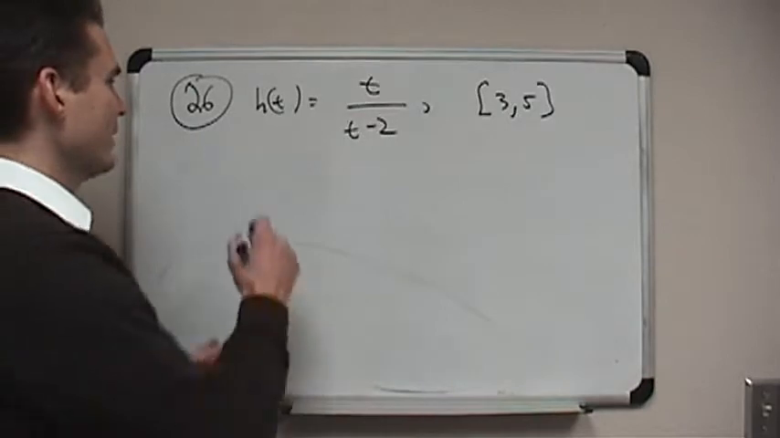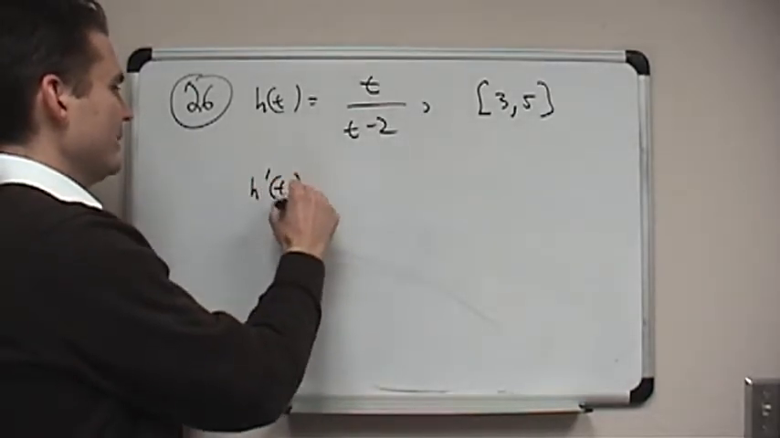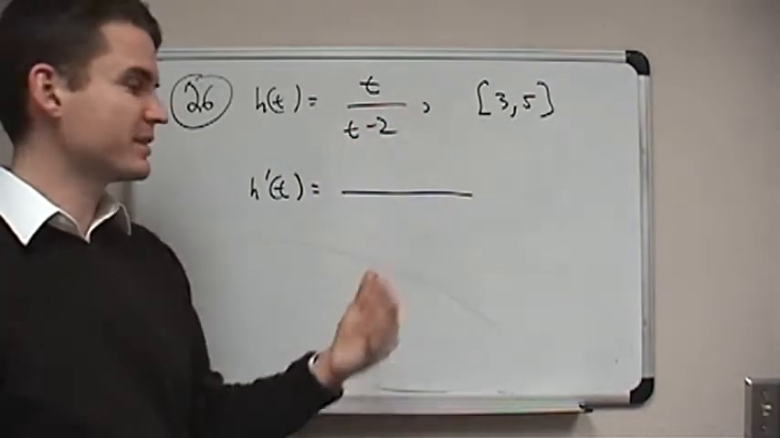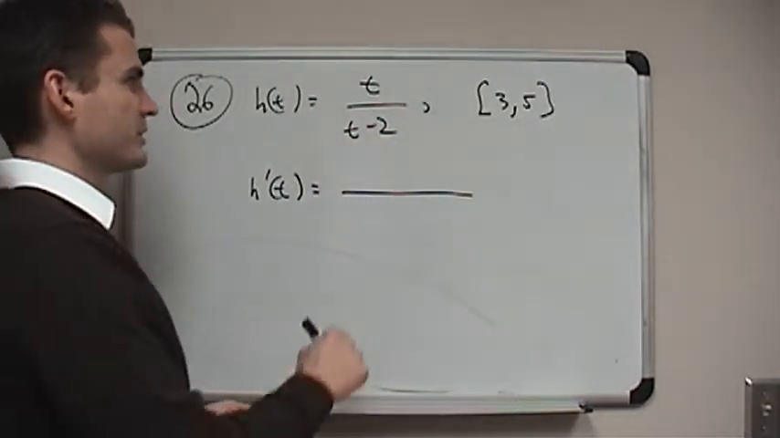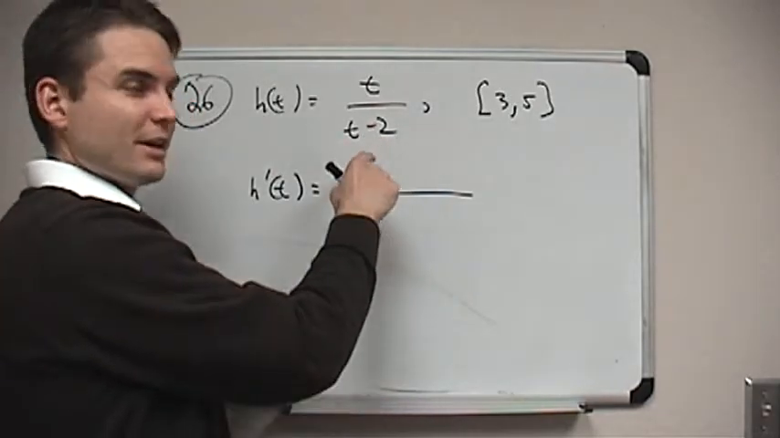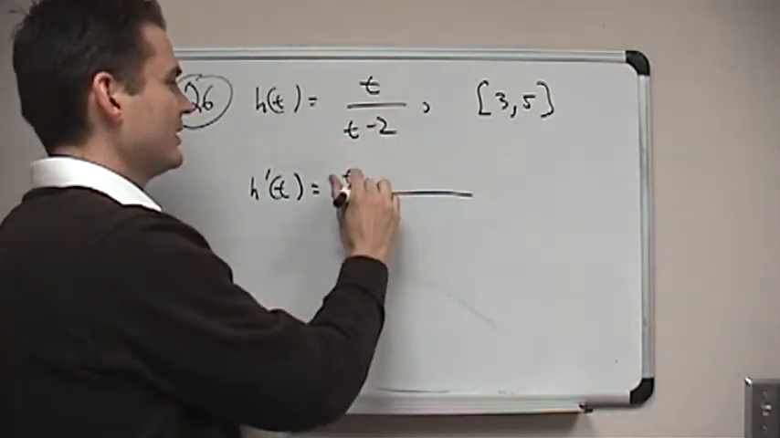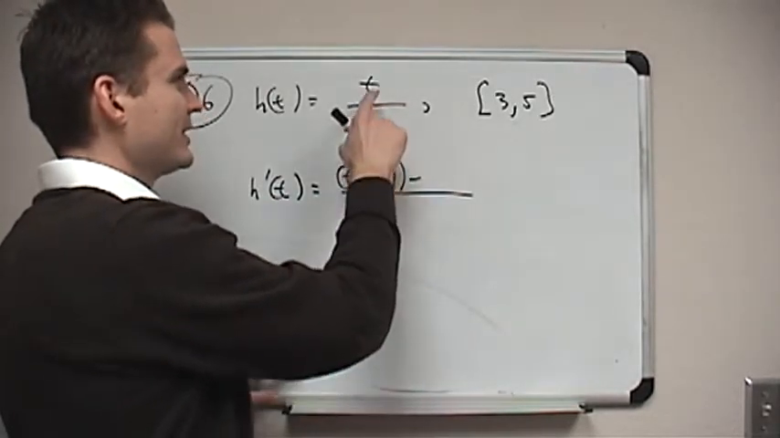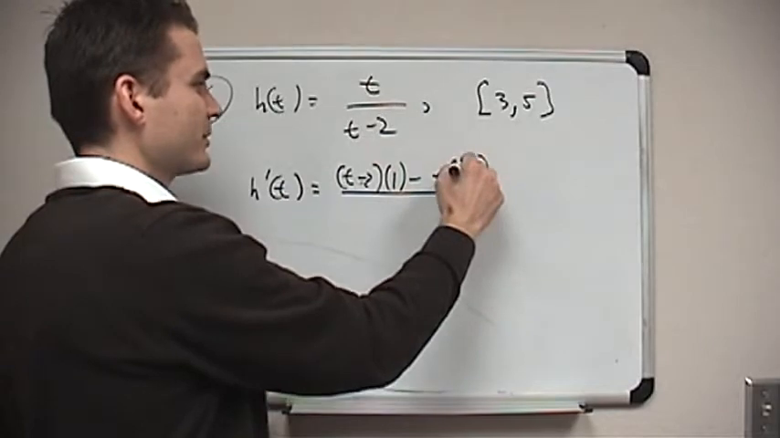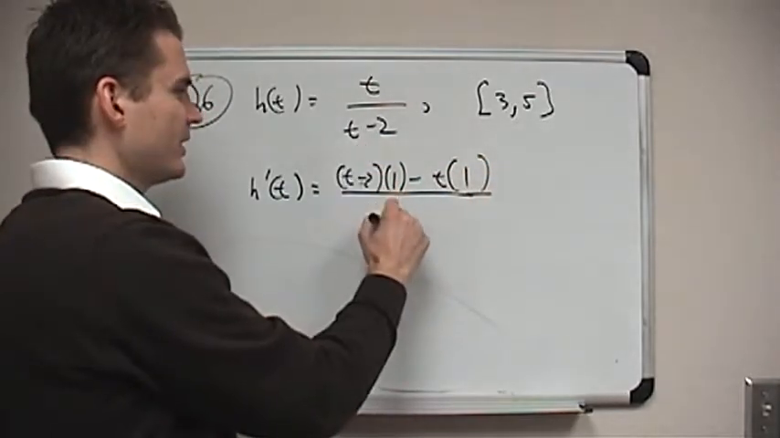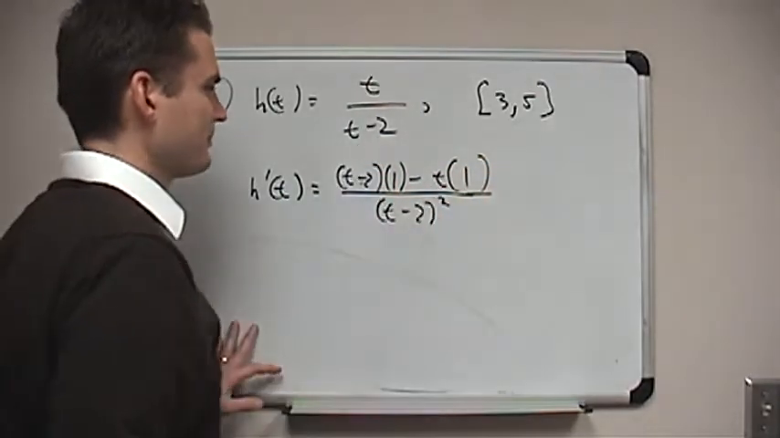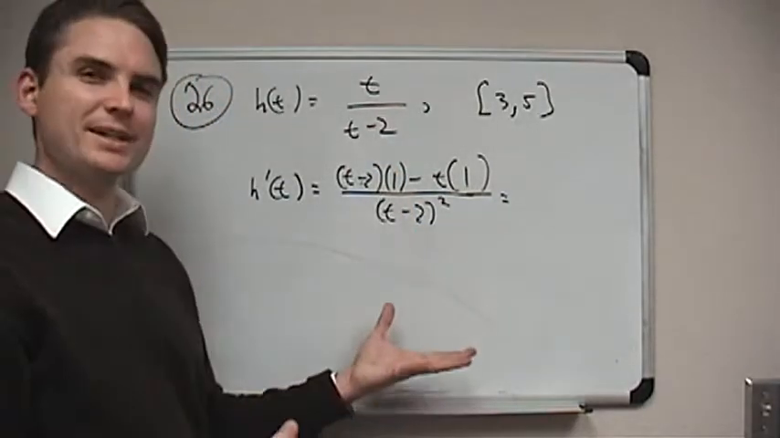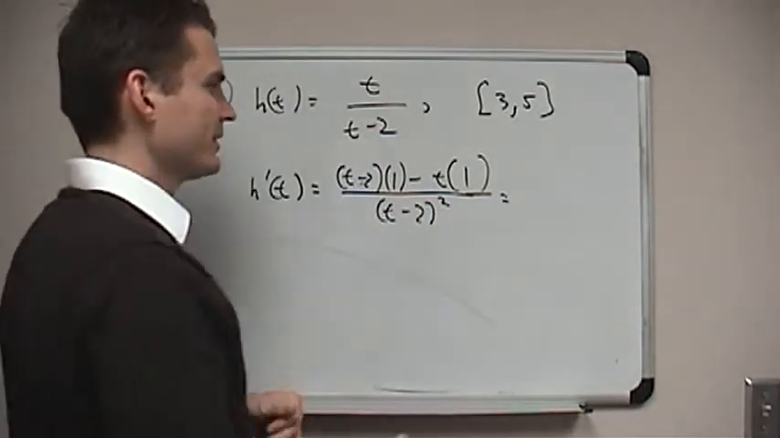Okay, where is it? Well, first of all, we need the derivative. So h prime of t. For this one, it's a function that's a fraction, so we need to use the quotient rule. Quotient rule says take the denominator, t minus 2, times the derivative of the numerator, which is 1, minus the numerator times the derivative of the denominator, which is also 1, over the denominator squared. Now remember, the variable here is t, but we treat it just like it's x. There's no difference. We just used a different letter in this one for some reason.